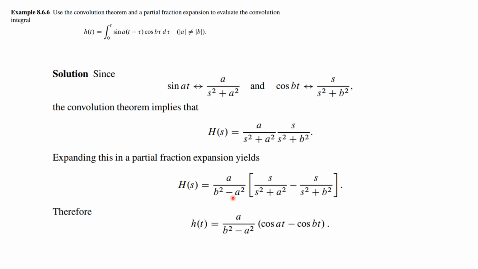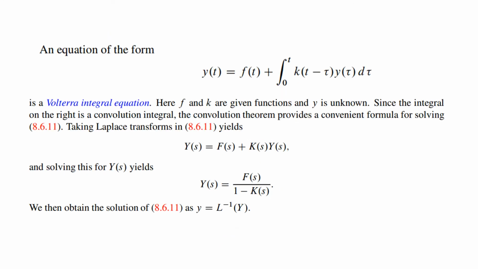That's a common constant that we have, and this is what we have left after we groom this. And now we will invert this transform to find out what h of t is, and h of t is going to be the same constant, and that is e to the at minus cosine bt.